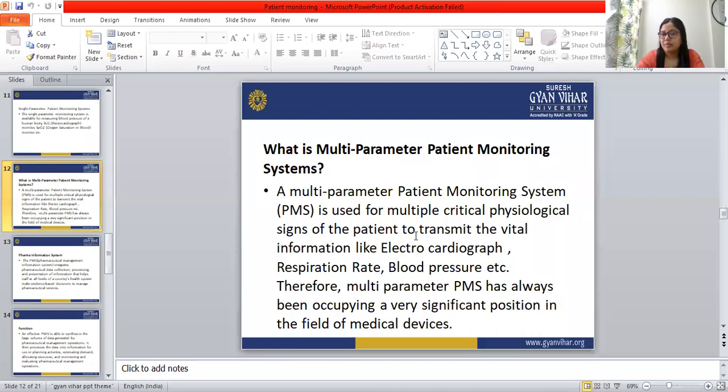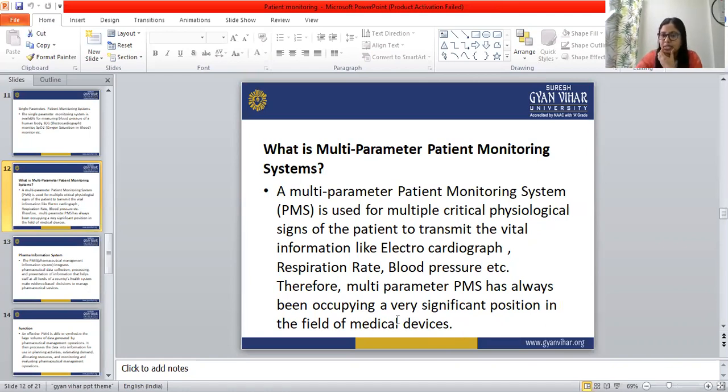So the multi-parameter patient monitoring system is used to monitor multiple physiological signs like electrocardiogram, respiration rate, blood pressure and all. Therefore, the multi-parameter patient monitoring system has always been occupying a very significant position in the field of medical devices.